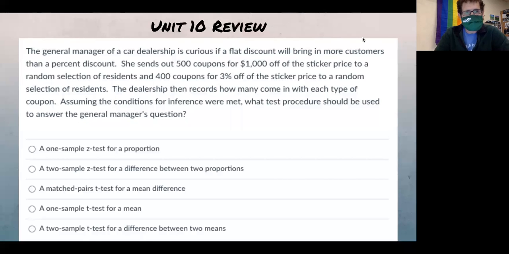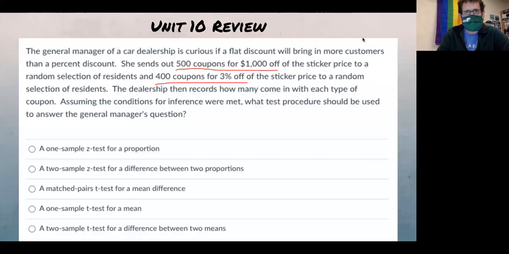With this particular problem, we have two samples that were sent out. We have a sample of 500 coupons for $1,000 off and a sample of 400 for 3% off. The question of interest here is, which will bring in more customers? Or specifically, will a flat discount bring in more customers than a percent discount? Which is a good question to ask.